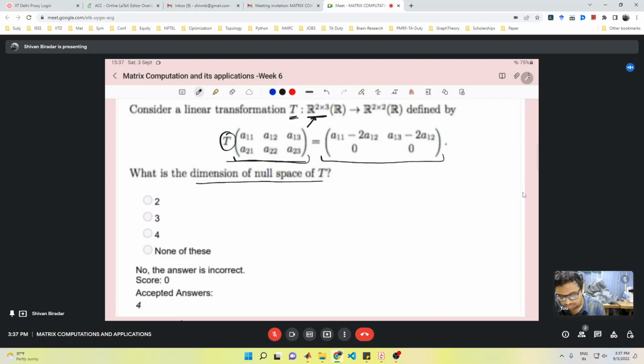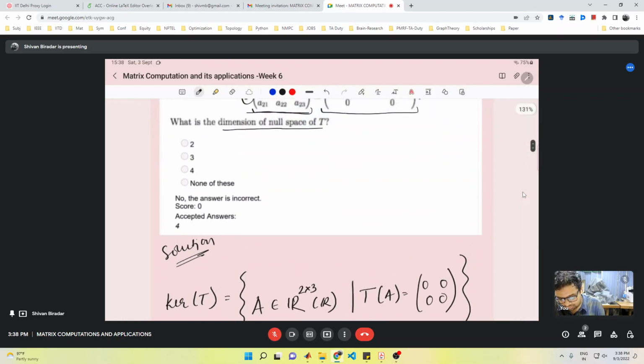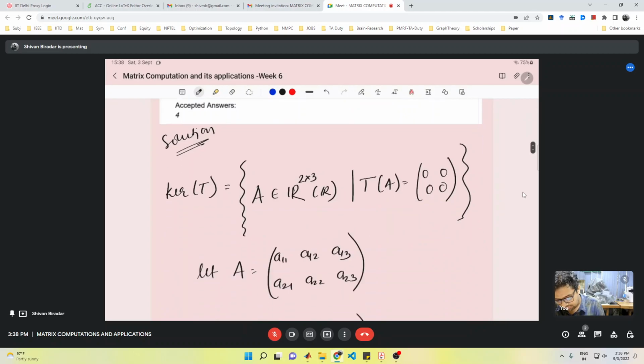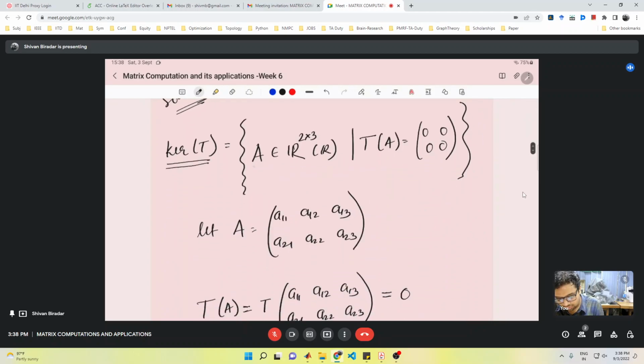So T is a linear transformation. T takes a 2 cross 3 matrix and gives us a 2 cross 2 matrix. The question is, what is the dimension of the null space of this transformation T? The null space, or the kernel of T, is the set of all A belonging to this space such that the transformation T, when operated on this matrix A, gives us the zero matrix. So the kernel of T is the set of all such matrices A which, when operated by T, give us a zero matrix.